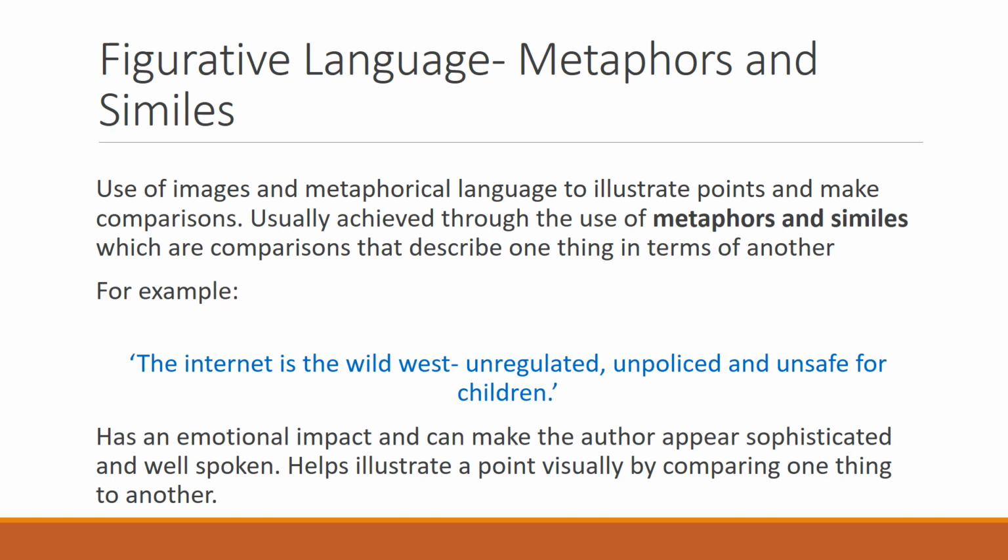So he's saying that the internet is really dangerous, particularly for children, because it's unregulated. It's not very well policed, and it can be really unsafe. So he's suggesting that the internet is just as dangerous as the Wild West. He's using that imagery to illustrate his point and get the reader to agree with him or her.